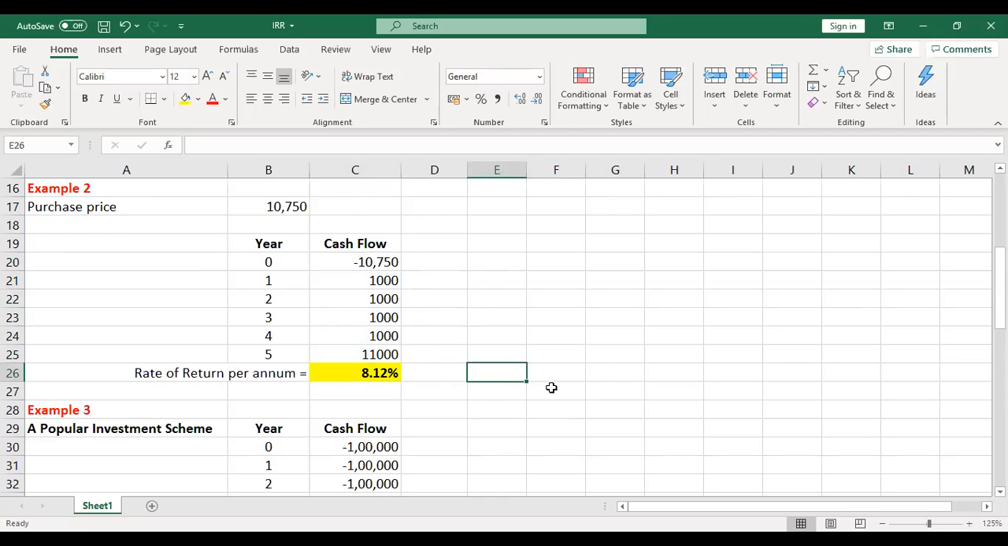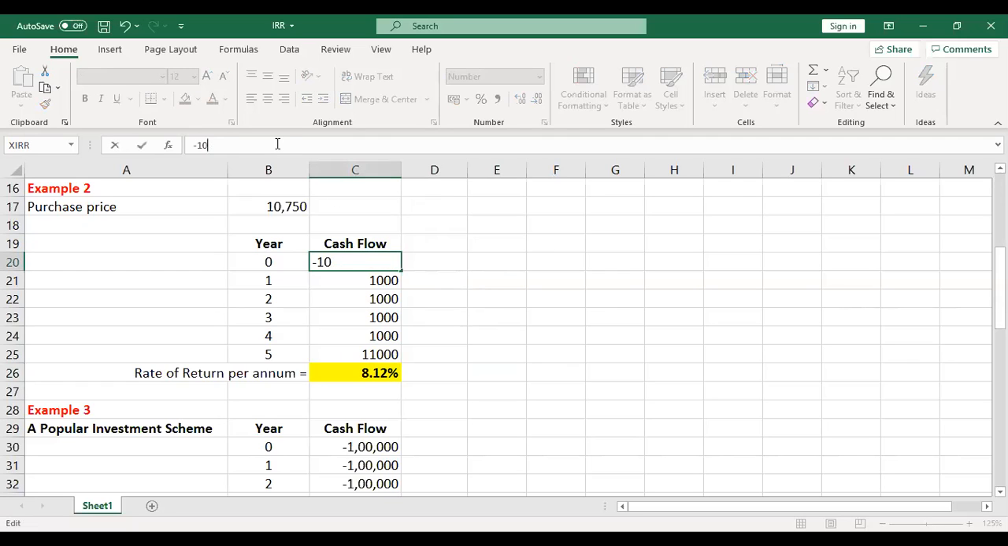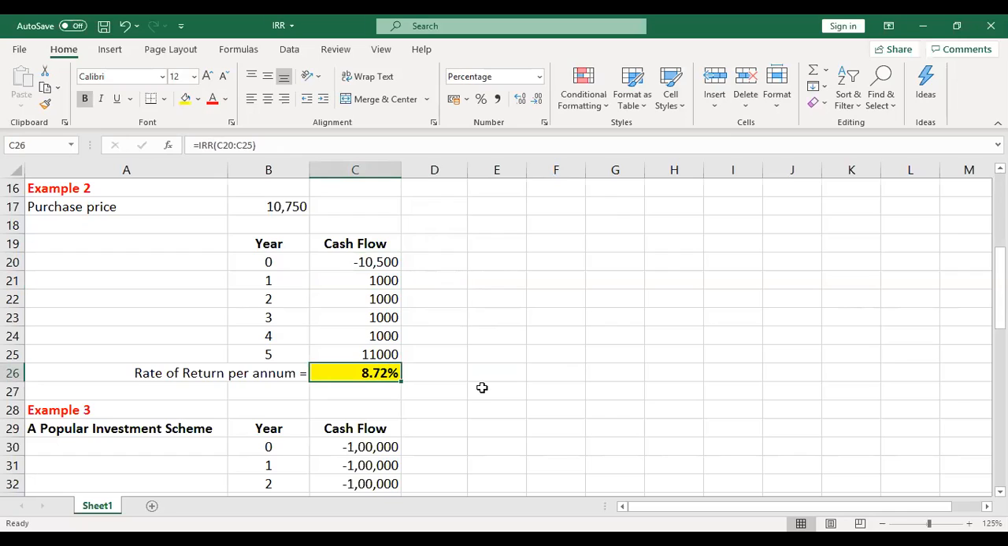8.12%. Another beauty of Excel is you can always change this amount and see instead of 10,750, if I had purchased this bond at 10,500, my IRR would have been 8.72%. Now let me come to a very popular investment scheme which is being sold by many investment companies.